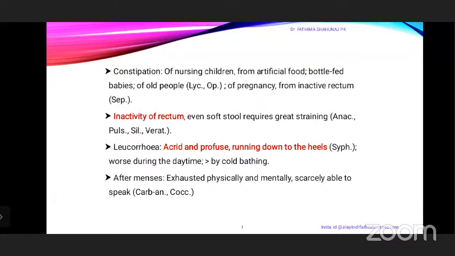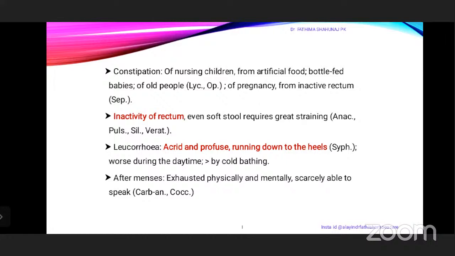Then inactivity of rectum, even soft stool requires great straining. This symptom is compared with Anacardium, Pulsatilla, Silicea, Veratrum. Great desire for stool, but with effort the desire passes away without evacuation. Rectum is powerless. Okay. So in Anacardium also the patient will have a great desire for stool, but the desire passes away without evacuation. And then in Pulsatilla, powerless, paralyzed, with the sensation as if plugged up. No two stools alike. So in Pulsatilla there is changeability. The nature of the stools also goes on changing. Then Silicea, difficult from inactivity of rectum, with great straining as if rectum were paralyzed.